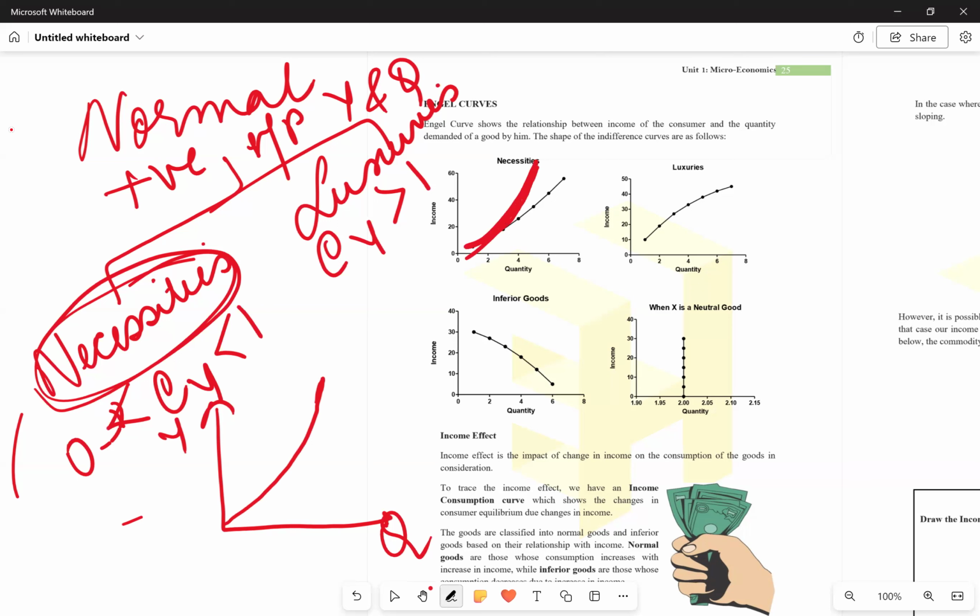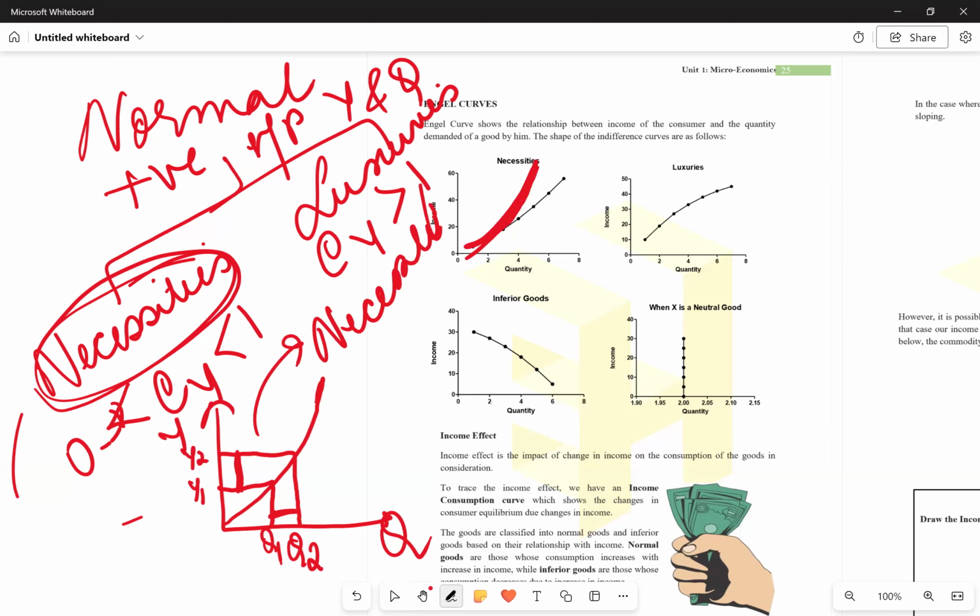For example, if we take Y1 as income 1 and Q1 as quantity 1, an increase in income to Y2 will bring about an increase in quantity to Q2. But if you notice, the change in Y2 is greater than the change in Q2. So this is a case of necessities, and necessities will have a steeper Engel curve.